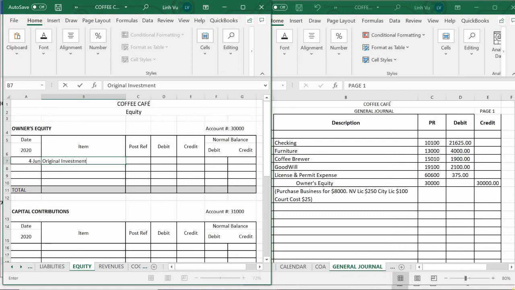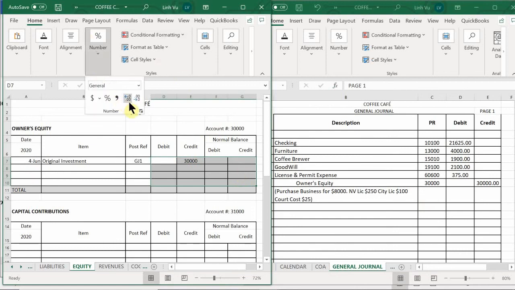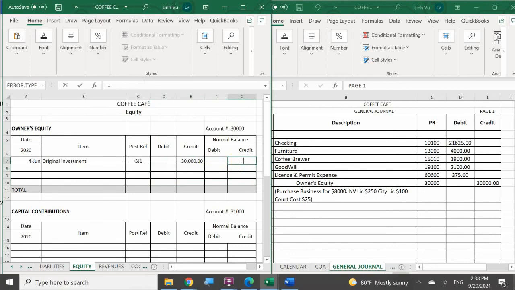Investment. This transaction, when did it happen? It happened on the first journal. Now, did we debit the account or credit the account? We credited the account for $30,000. So in this case, I have a credit balance of $30,000.